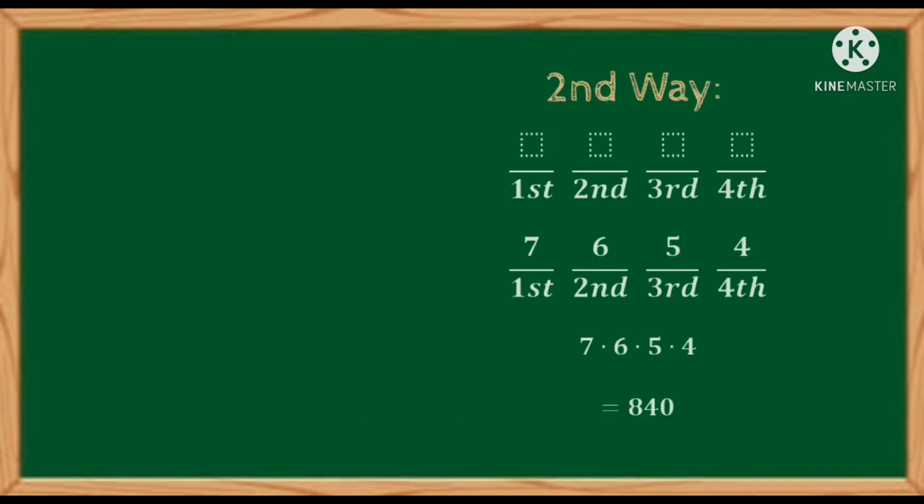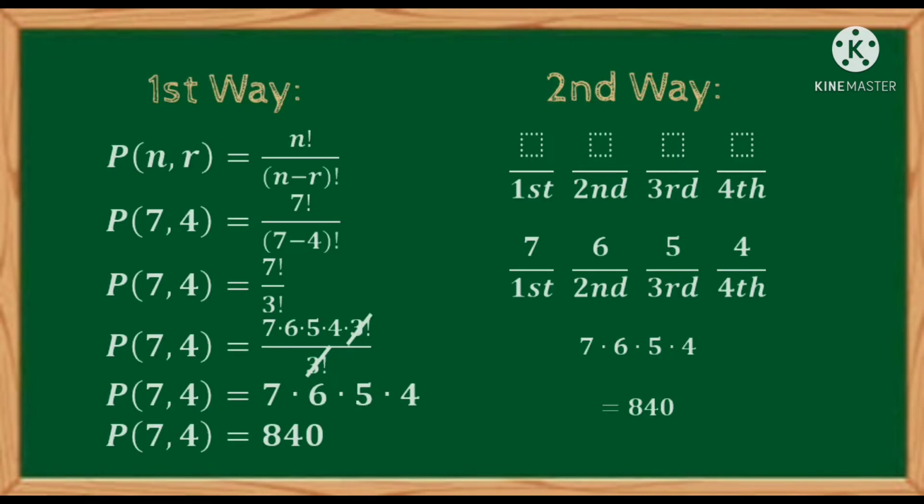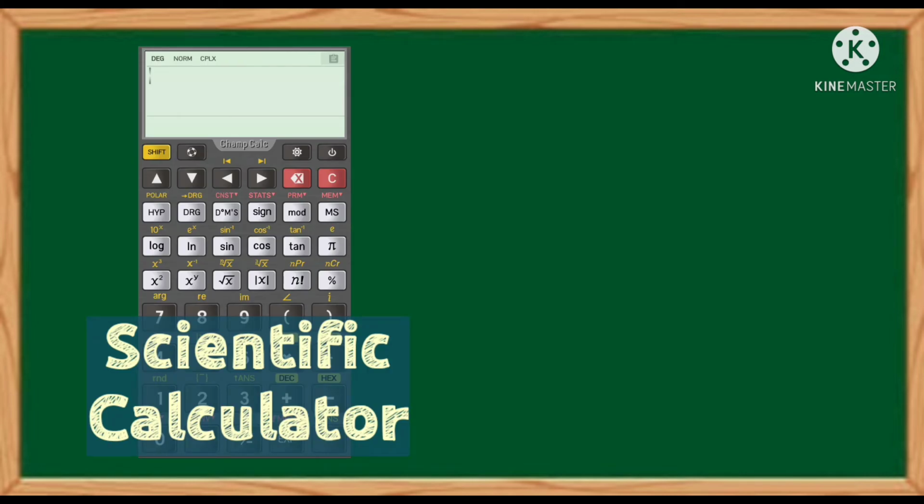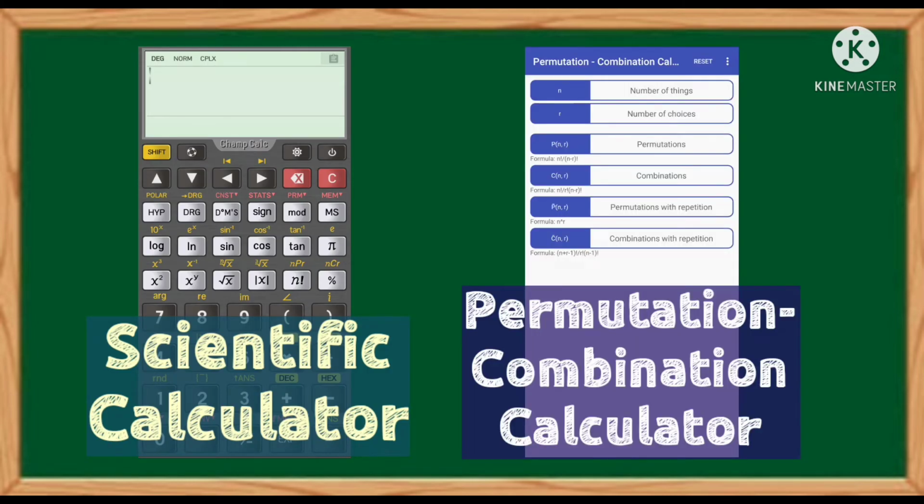Now, let's compare this answer to our answer in the first way. As you can see, the answers are just the same. So which do you prefer now? It's up to you which way you are going to use as long as your answer is correct. To know if your answer is correct, let's use these software applications. We have the Scientific Calculator and also the Permutation Combination Calculator.